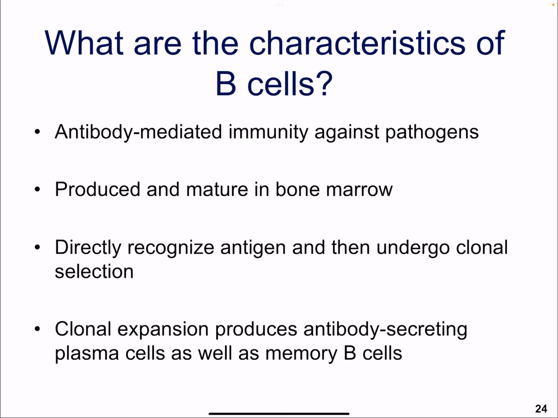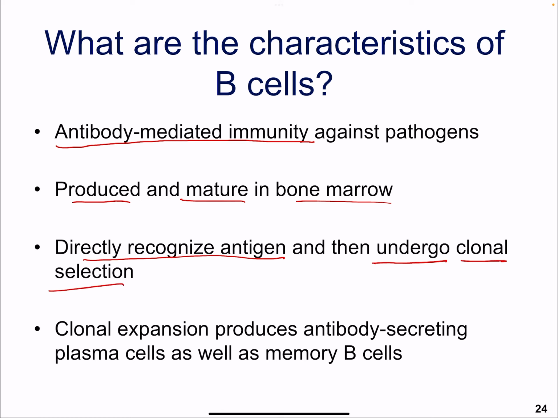So, what is characteristic of B cells? They are responsible for antibody-mediated immunity against pathogens. They are produced in the red bone marrow and they mature in the red bone marrow. They directly recognize free-floating antigens. Okay, they directly recognize antigen. And they undergo what we call clonal expansion.